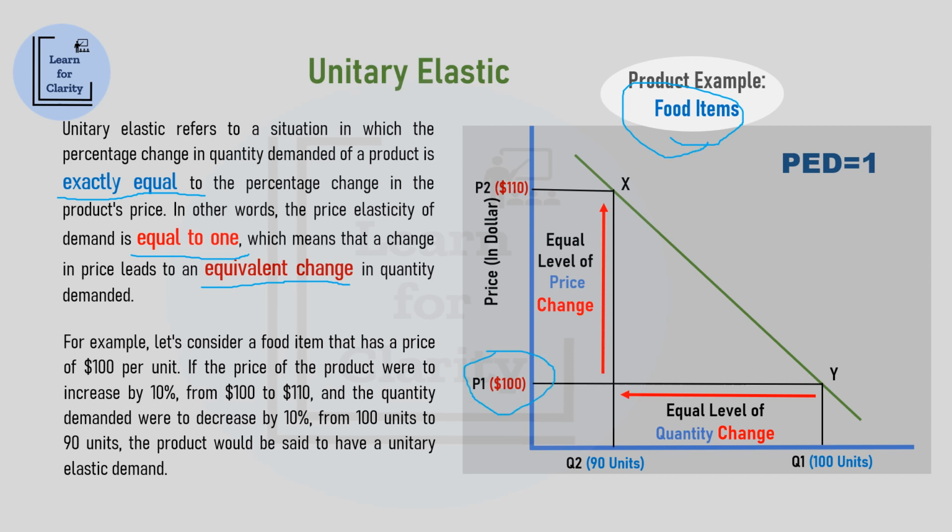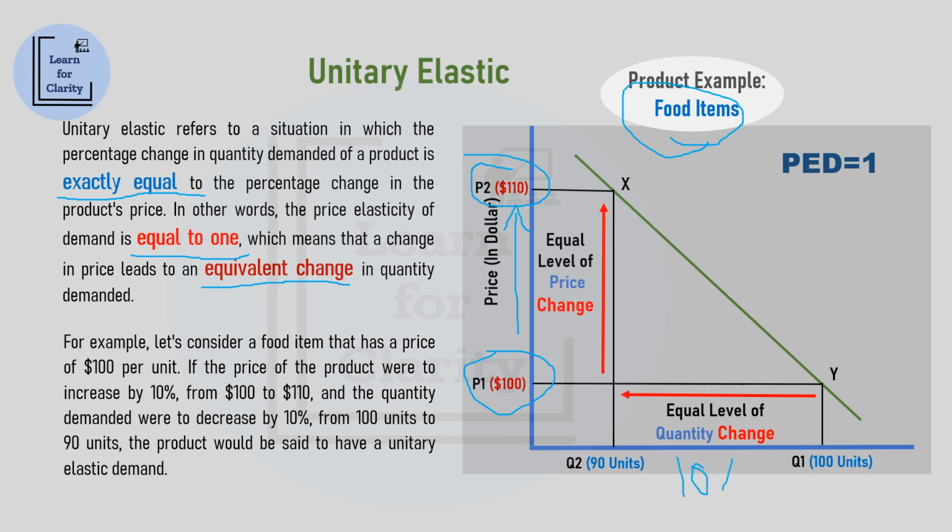If the price of the product were to increase by 10%, from $100 to $110, and the quantity demanded were to decrease by 10%, from 100 units to 90 units, the product would be said to have a unitary elastic demand. Another way to interpret this result is that if the price of the product were to decrease by 10%, from $100 to $90, the quantity demanded would increase by 10%, from 100 units to 110 units.